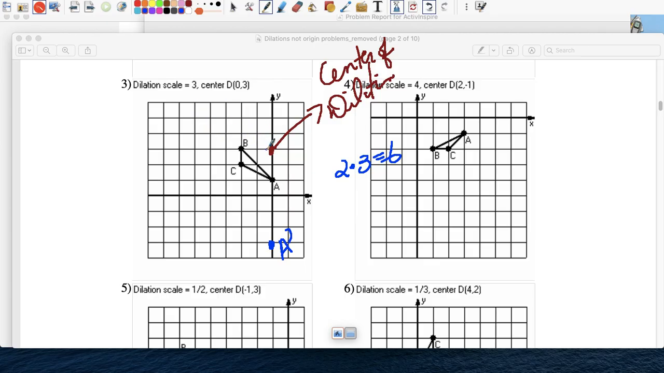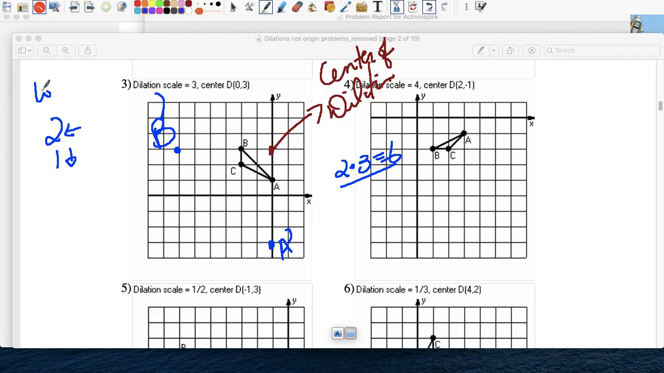And again, from the center of dilation, that 2 units, we're going to multiply by 3. It's going to be 6. So 1, 2, 3, 4, 5, 6. Here's B prime. C prime. Well, from the center of dilation to go to C, I go 2 left, 1 down. I go 2 left, 1 down, right?